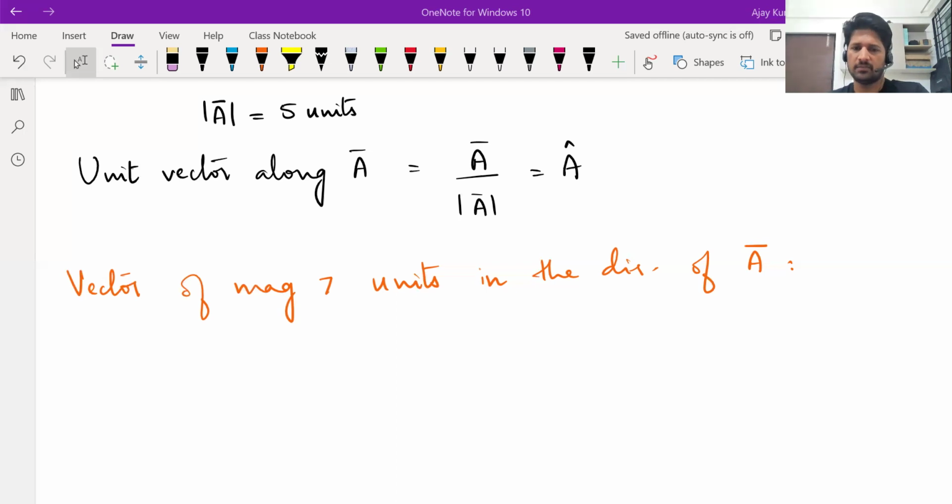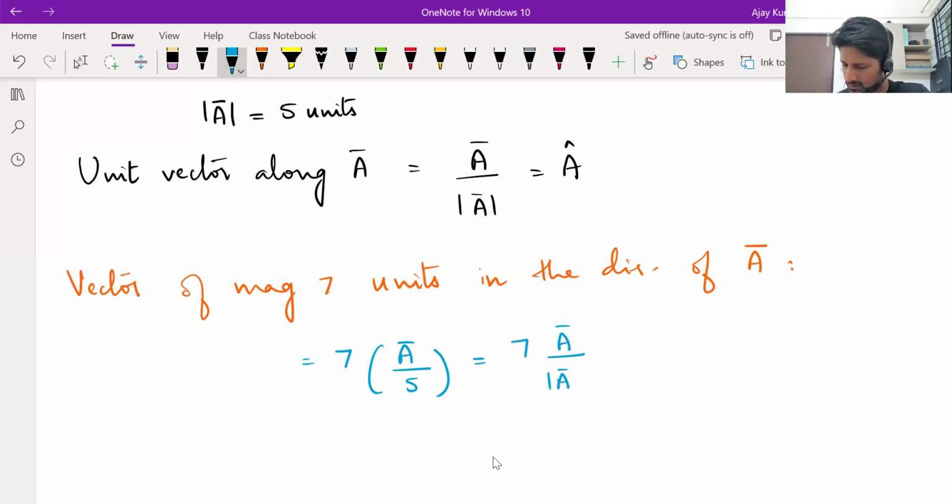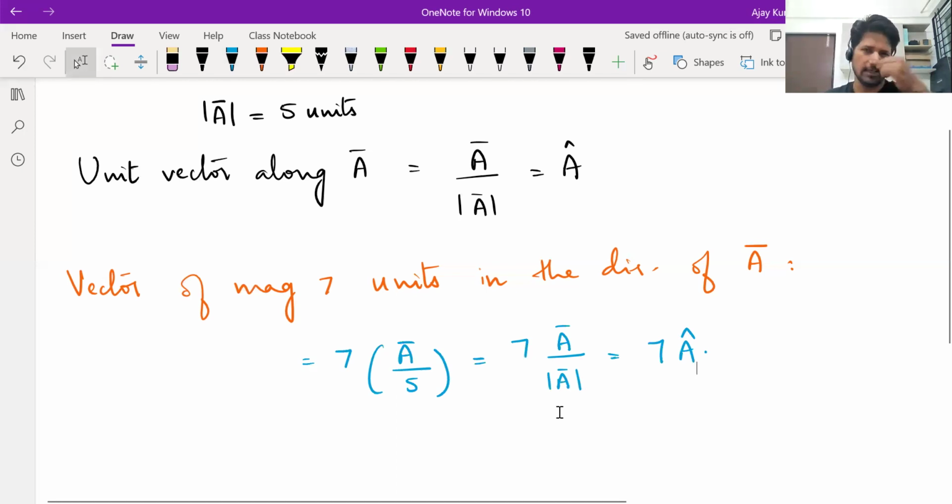Okay, 7A by 5. So basically what you are saying is 7 times of vector A divided by 5. Now 5 is nothing but the magnitude of the vector A. Okay, so what you are saying is actually this, or you can say it is 7 times of A cap. Fine. So in any direction, if you want a vector of a particular magnitude, get the unit vector in that direction and multiply with whichever magnitude you want.